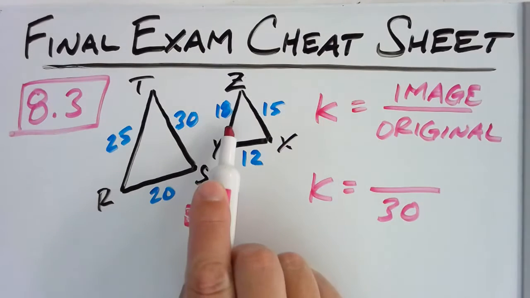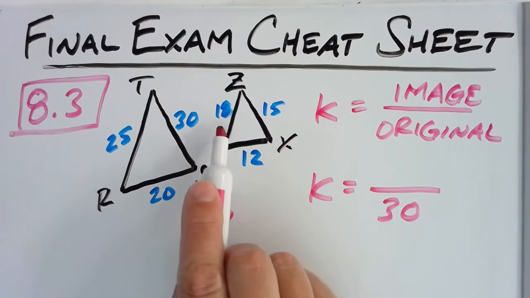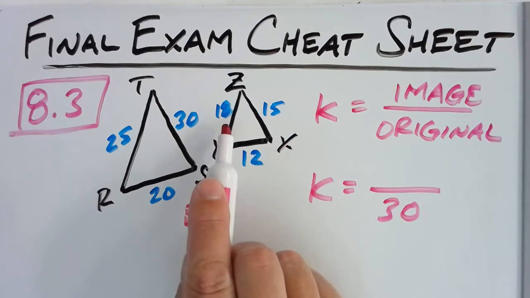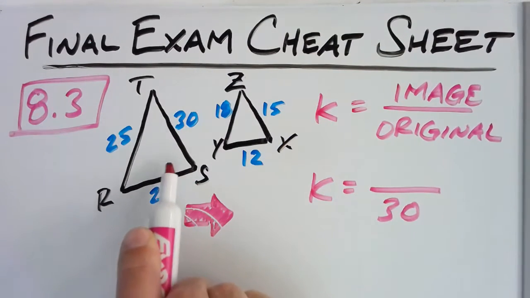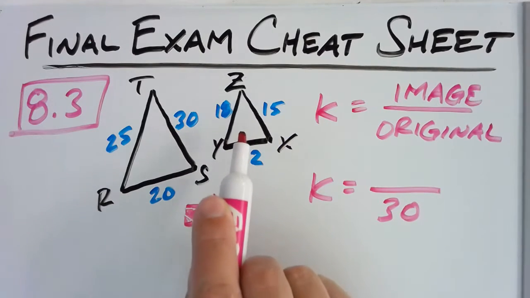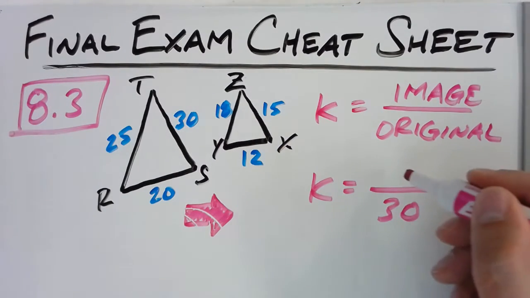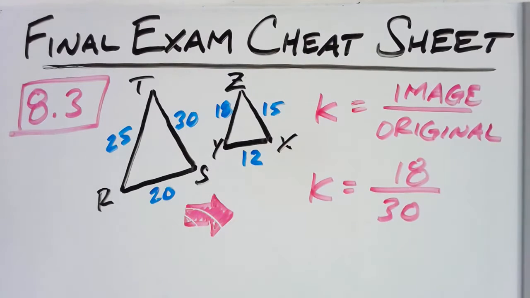The image, the corresponding piece, I already established that 18 was the longest, so this has to be the corresponding piece. This is the image because, again, I'm going this direction. Starting here, ending up here, making this the image shape. So that 18 goes on top. I end up with this. This is technically my scale factor k.